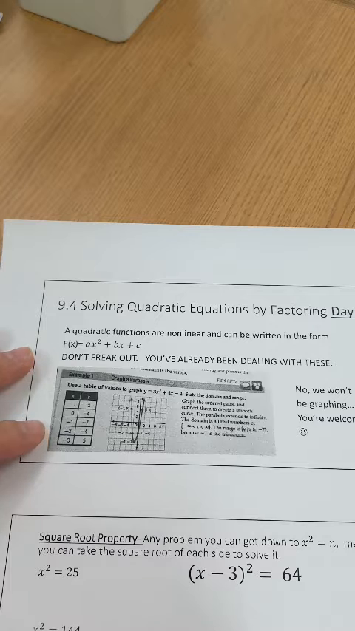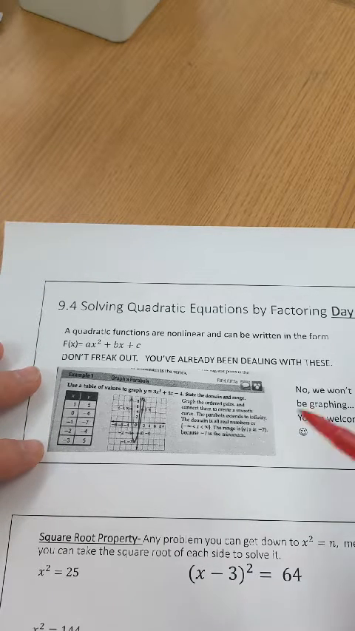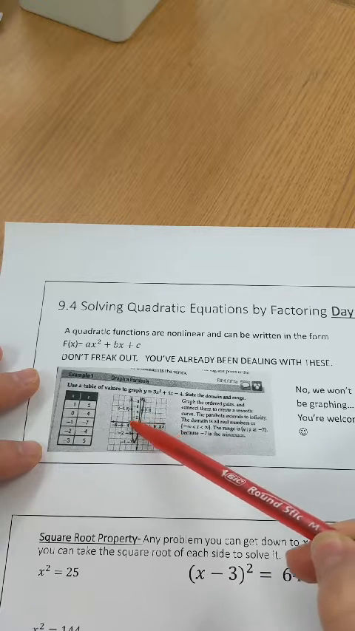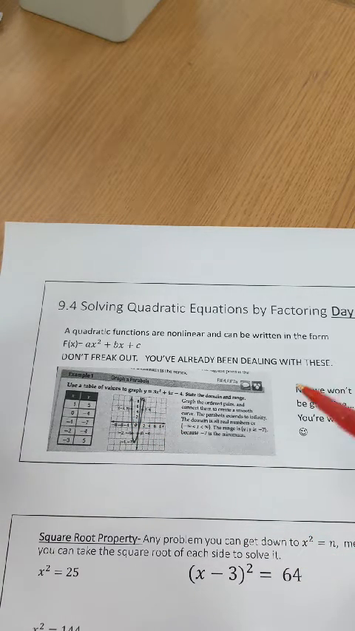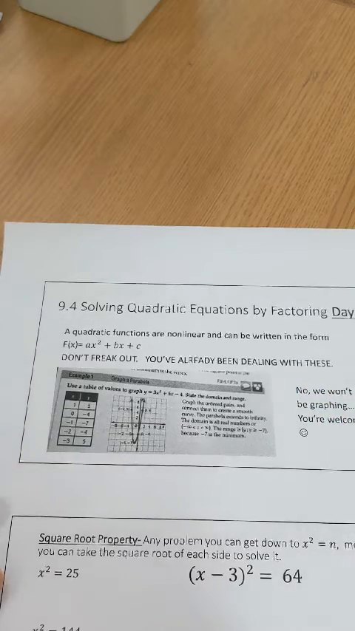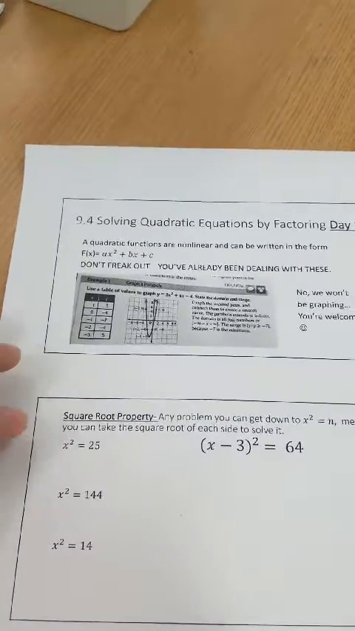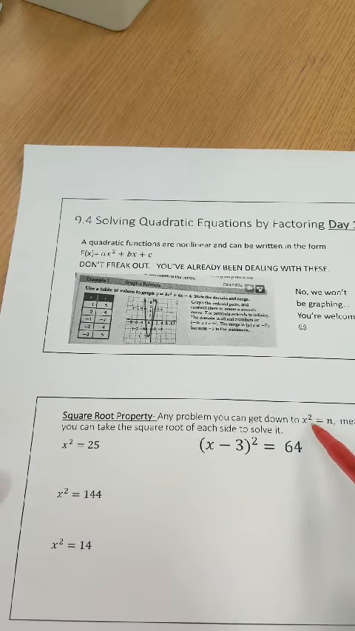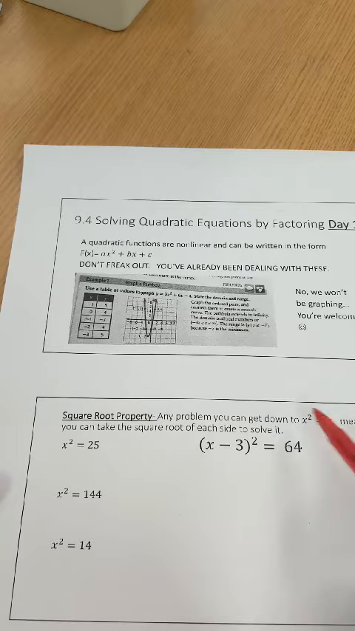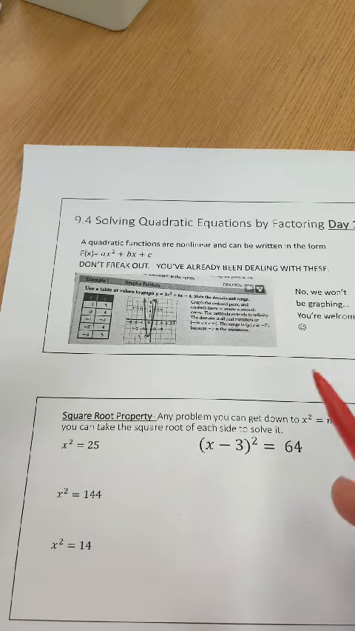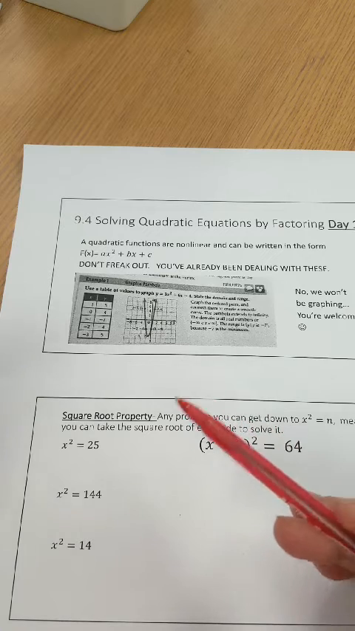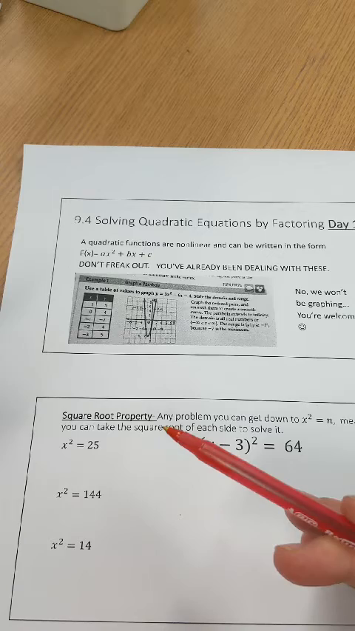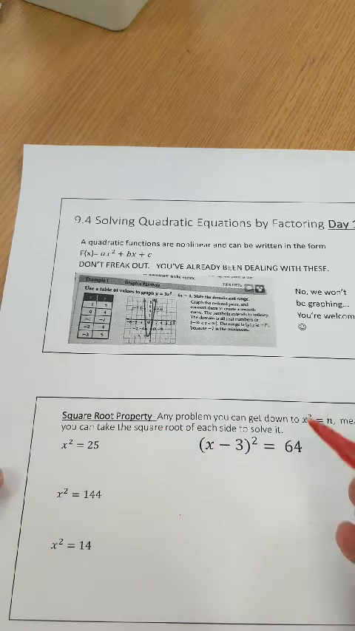But basically what you're solving for is where they cross the x-axis. Not that that really matters, but that is what you're solving for. So a couple of things we're going to deal with is square root properties. Anytime you're dealing with something squared equaling a number, you can take the square root of each side, because remember, something squared, the way to solve it is to just take the square root.